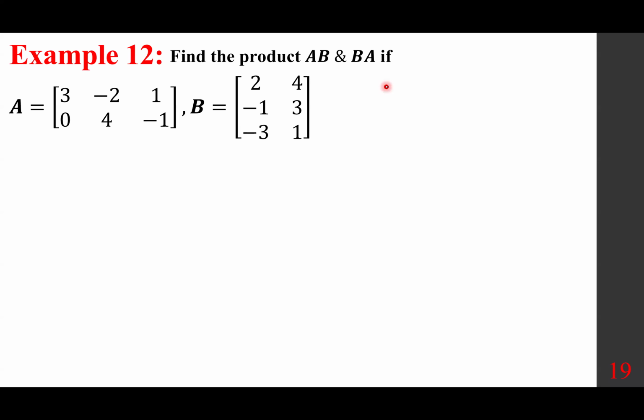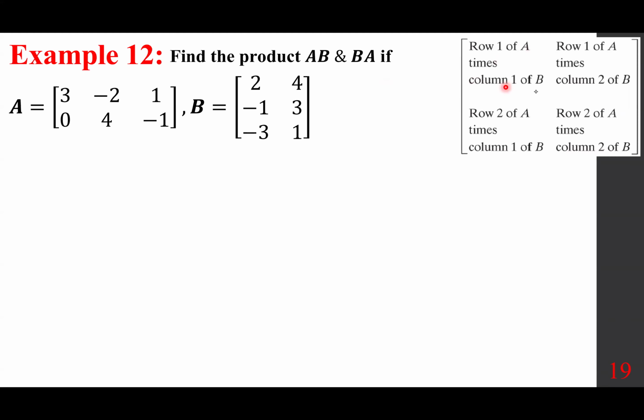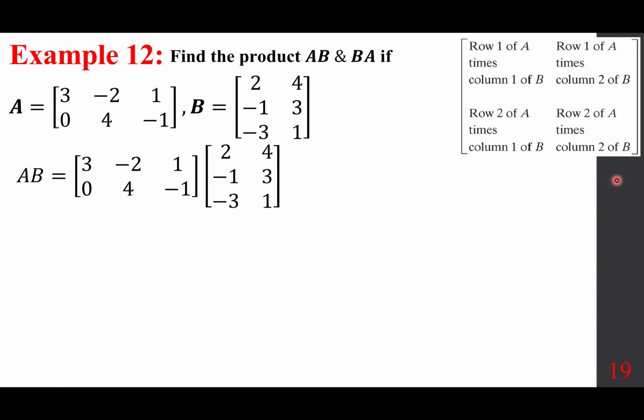We want to find AB and BA. Row one of A times column one of B, row one of A times column two of B, and so on, if that helps. So first write A and B, then write their dimensions. A is 2 by 3, everybody. B is 3 by 2, just like the previous page, and their product is 2 by 2.